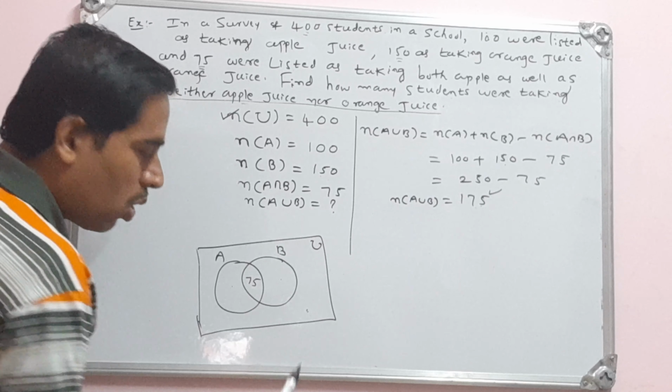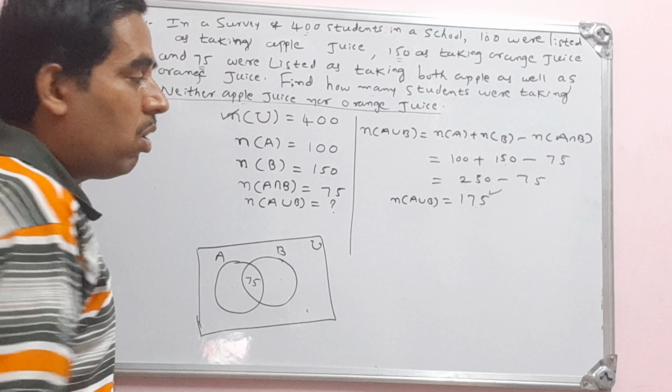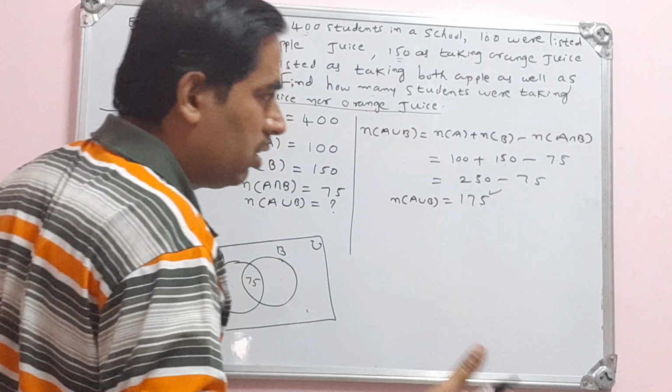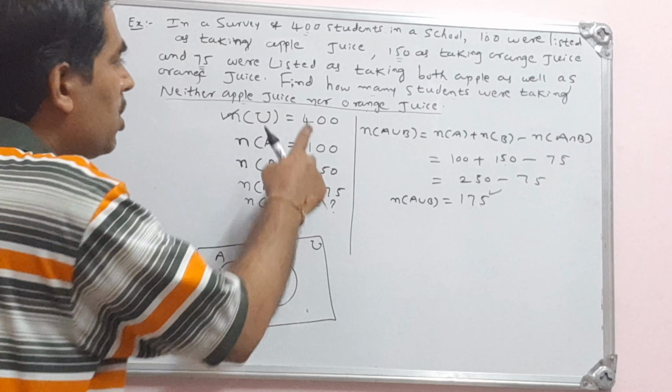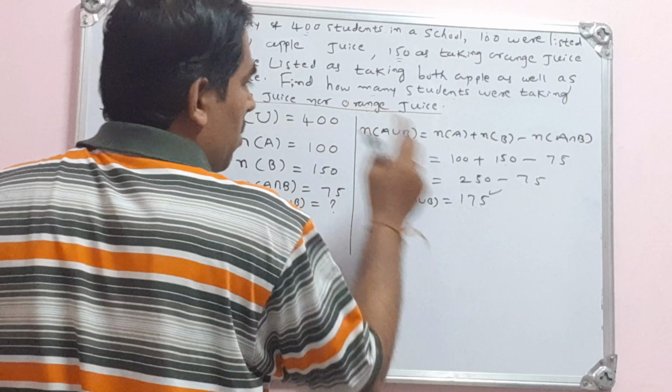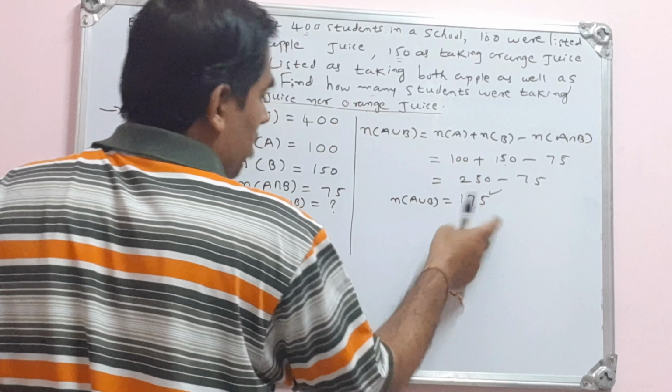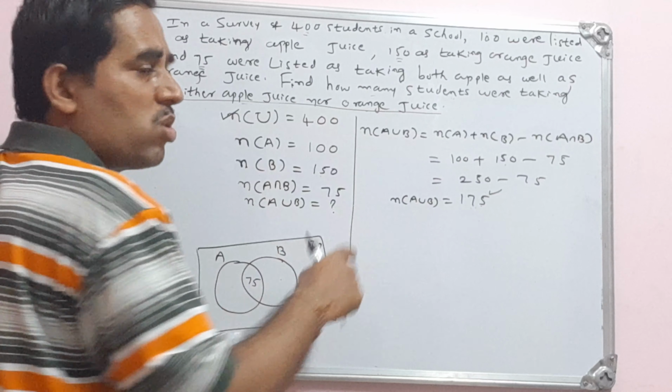How many students were taking neither apple juice nor orange juice means complement. Complement of what? So we have to subtract this 175. From which number will you subtract 175? How many students were taken into the survey here? 400. If you subtract 175 from 400, we will get the number of students who take neither apple juice nor orange juice.